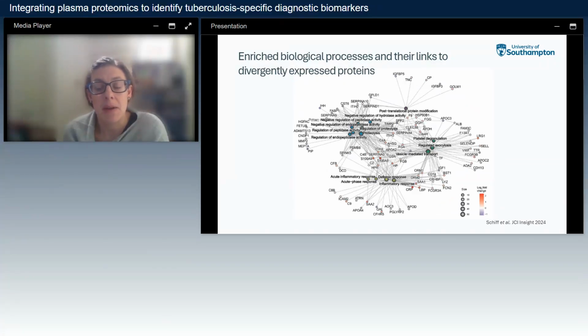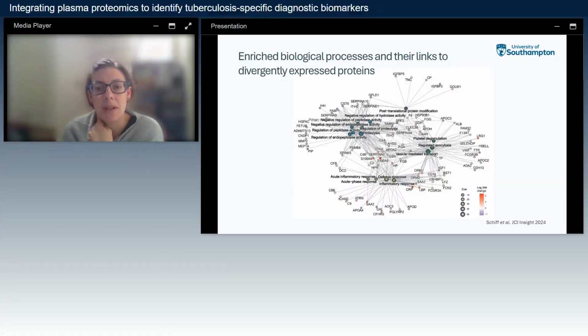This CNET plot is a very similar way of trying to illustrate the same point. This is linking the upregulated and downregulated proteins to significantly enriched biological processes. But in this diagram, you can see a little bit more of a network, and the directionality of the differential expression.